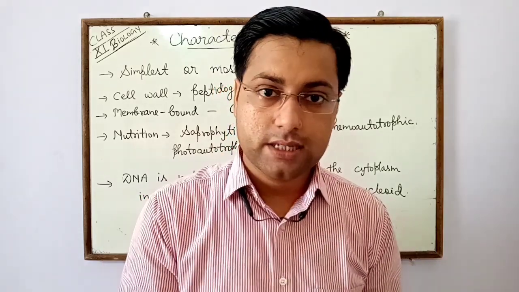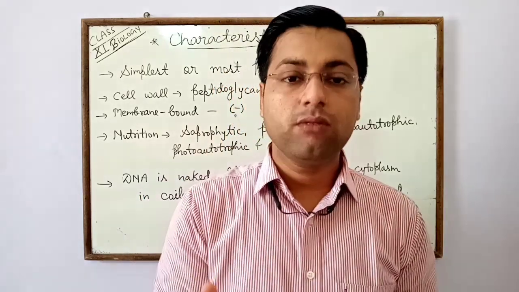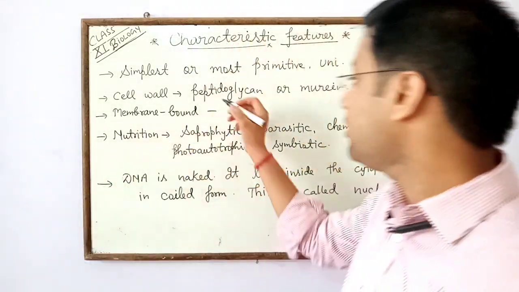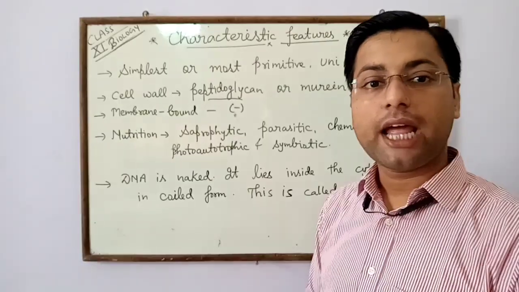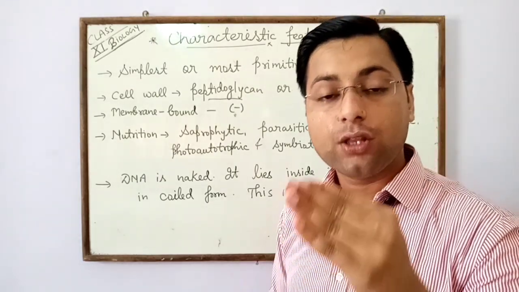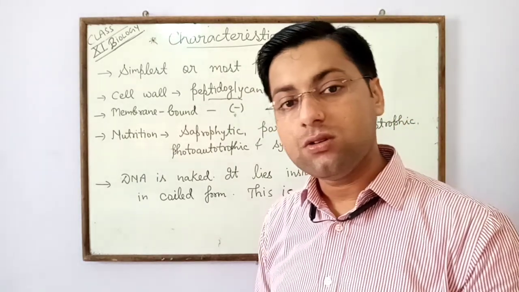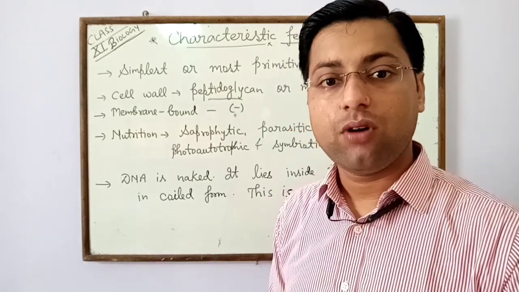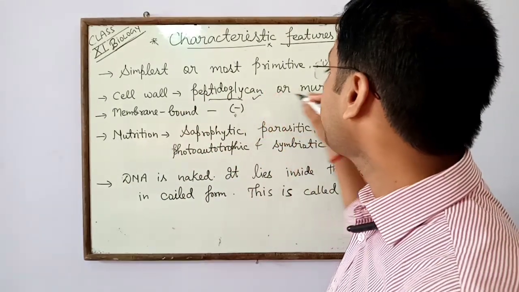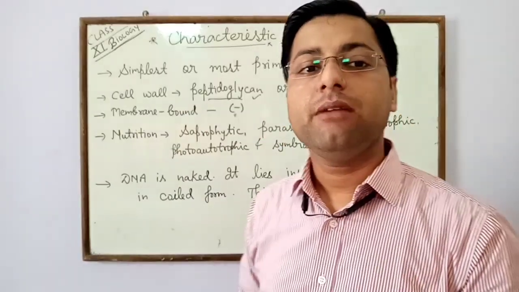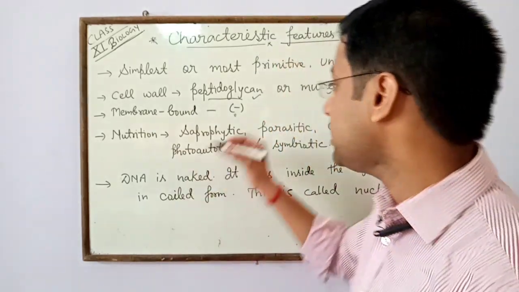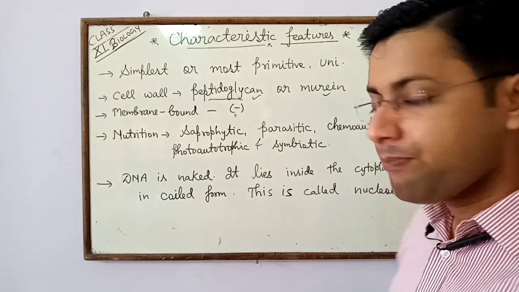Because the cell wall of bacterial cell is made up of peptidoglycan or murein. It is made up of peptidoglycan or murein, means the cell wall of Monerans is not made up of cellulose, means cellulose is absent in the cell wall of bacterial cell, especially in case of Monerans. So their cell wall is made up of peptidoglycan or murein. This is very important for 1 mark, means the bacterial cell wall is made up of peptidoglycan or murein.